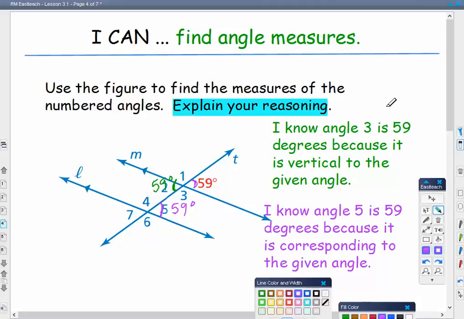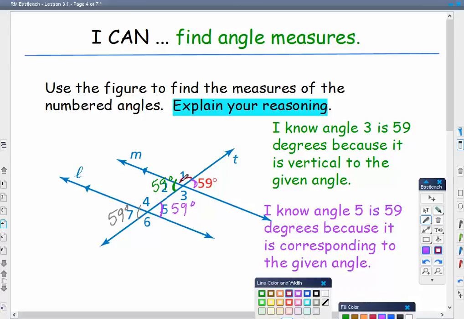Now let's look at angle 7. I also know it is going to be 59 degrees. It's almost like they alternate on alternating sides of the transversal like this. That word alternate is going to come up here again in a second. I know this angle here is also 59 degrees. But I still have angles 1, 3, 4, and 6. And those angle measurements I can determine with a little bit of mathematical calculation here.